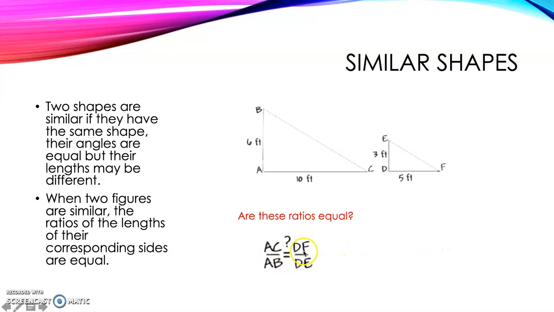Is AC equal to DF? AC is 10, AB is 6, DF is 5, and DE is 3. So that's how I create these two fractions. The base with the base, 10 to 5, and the height with the height, 6 to 3. And then I want to see if these are equivalent fractions. And we know that we can divide the top and bottom by 2, and they are in fact equivalent fractions. So these are similar shapes.